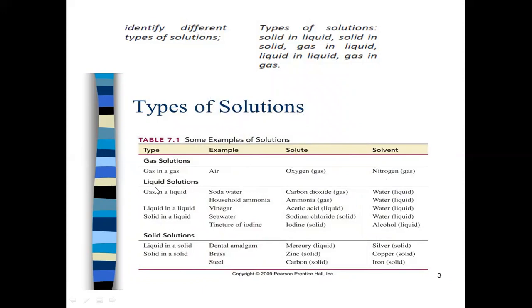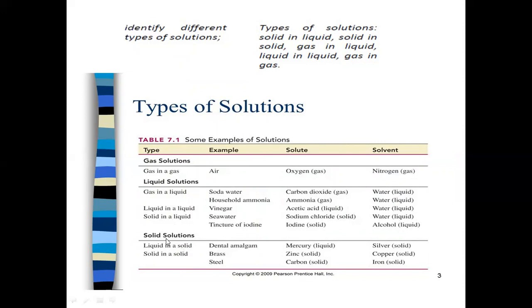And then we have liquid solution. So we can have a gas dispersed in a liquid, for example, soda, where we have carbon dioxide gas suspended in water, the liquid. Also, we can have a liquid in liquid mixture, for example, vinegar, where we have acetic acid dissolved in water. Both of them are liquids. And a solid in liquid mixture includes seawater, where we have sodium chloride, which is salt, dissolved in the solvent water.